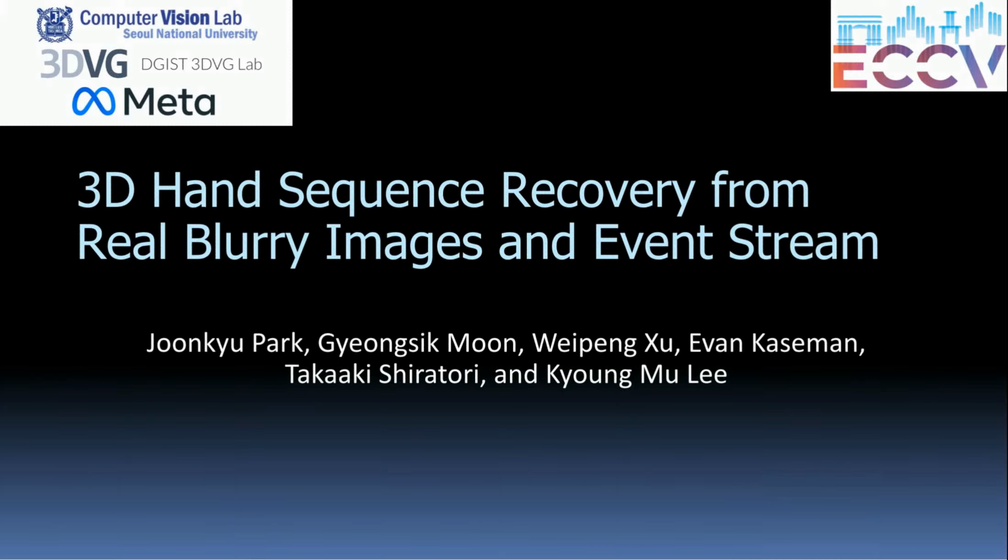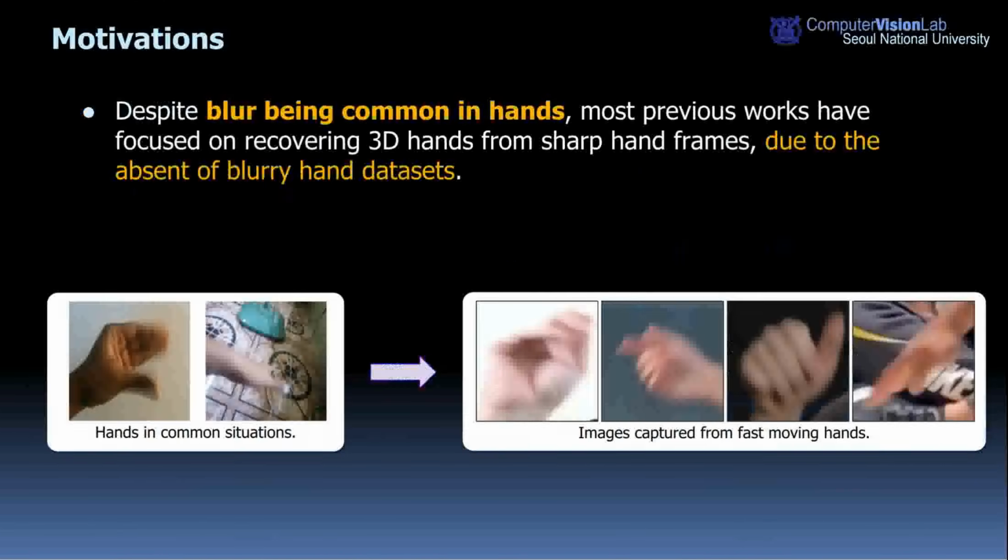I'm Junki Park, and I'm excited to present our recent work, 3D hand sequence recovery from real blurry images and event stream. This research was a collaborative effort with Jungsik Moon, Weipeng Xu, Evan Caseman, Takaki Shreitori, and my advisor King-Mu Lee.